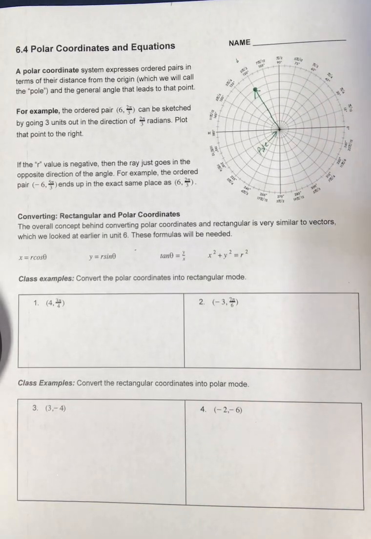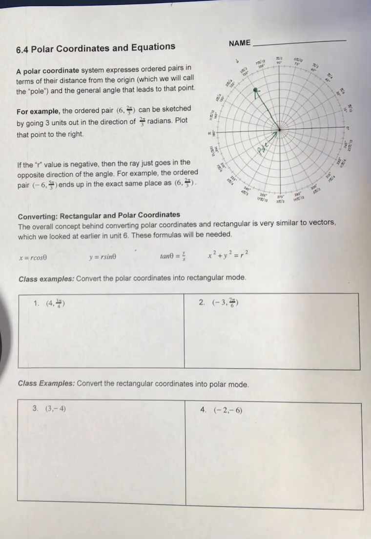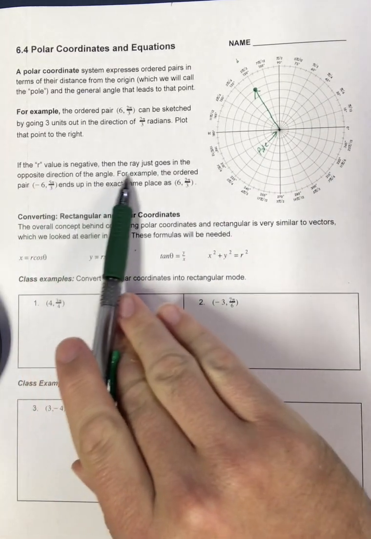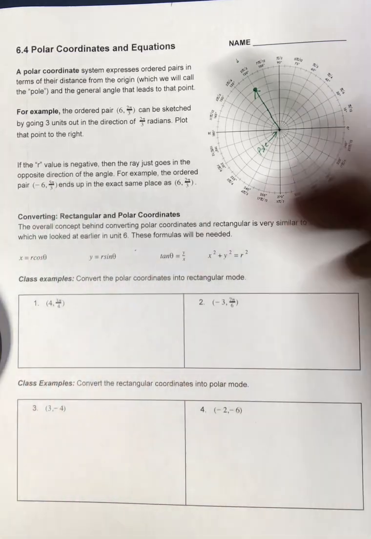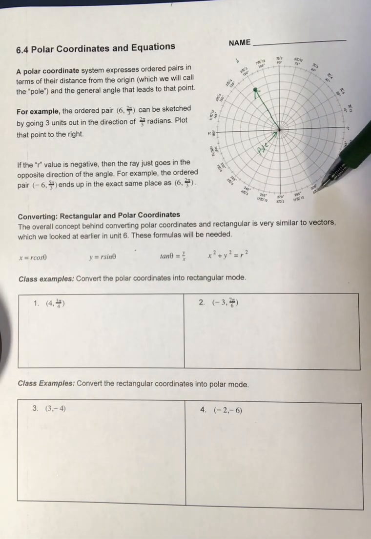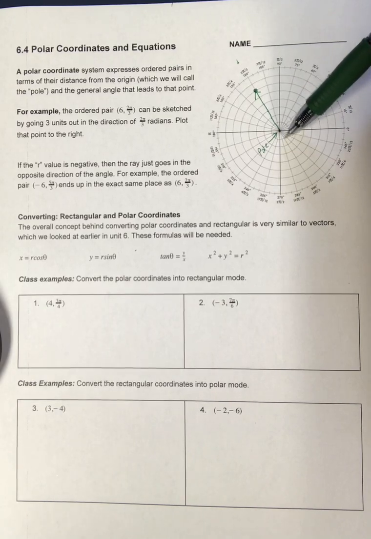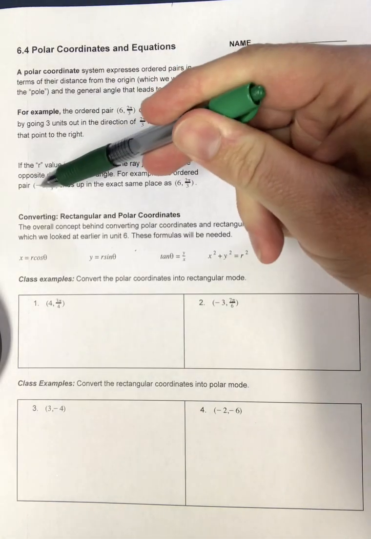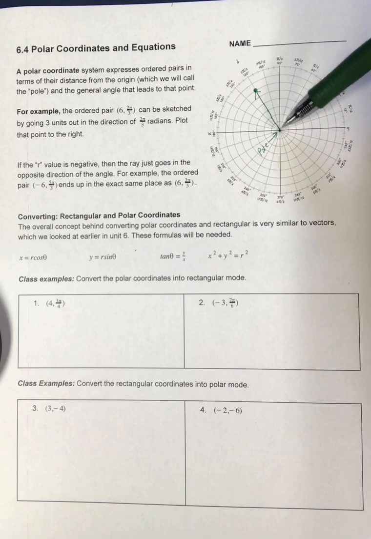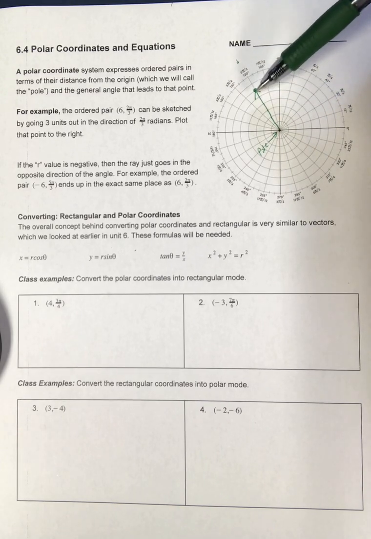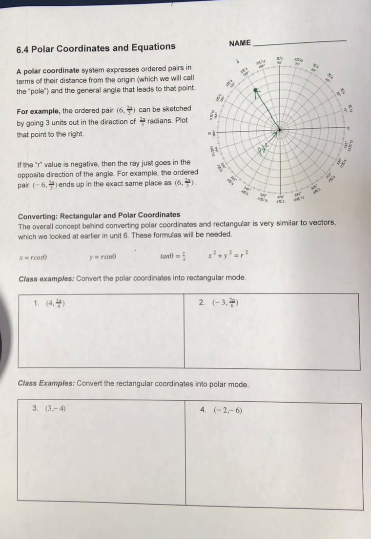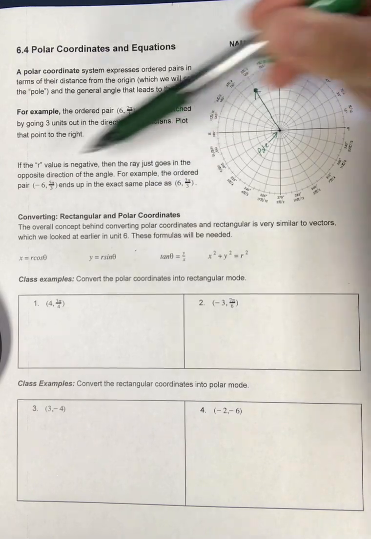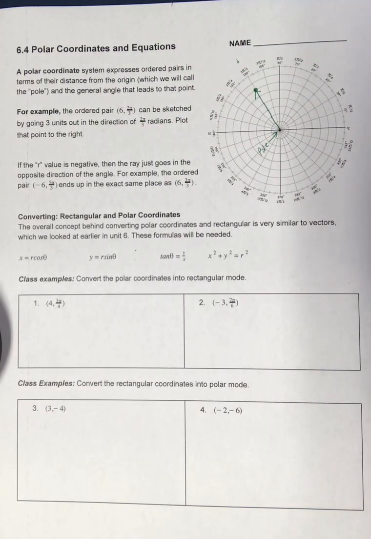So, the r value, in this case, can also be negative. Like if you look down here, the ray just goes in the opposite direction. So negative 6, 5 pi over 3. 5 pi over 3 is right here. Normally it would go in this direction, but since it's negative 6, it would go in the exact opposite direction, which ends up being that point there. So in that way, one specific point can be expressed in an infinite number of ways with both positive r values and negative r values.